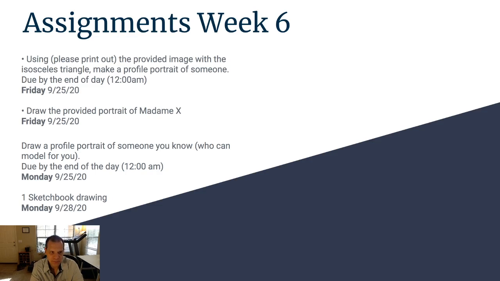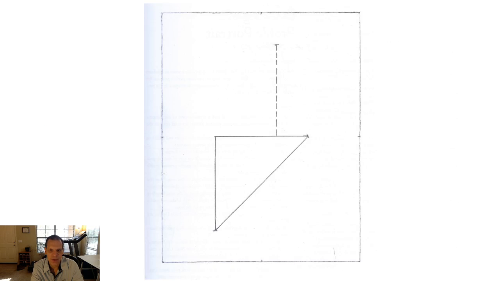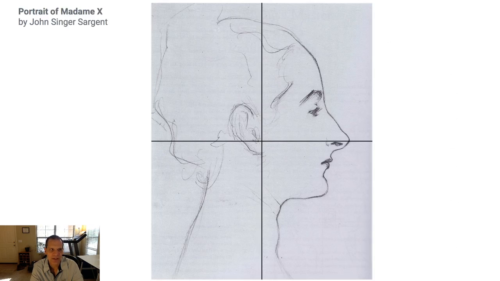on Friday. The second assignment that is due this week is to draw the provided image of Madam X. And that is this image right here. This is a famous painting that an artist named John Singer Sargent created. And this is the sketch for that painting from a person named Madam X in the early part of, I guess, last century.